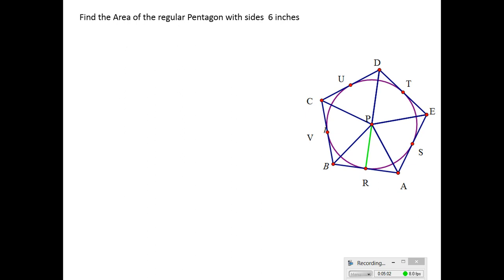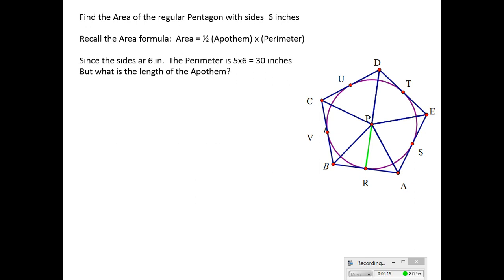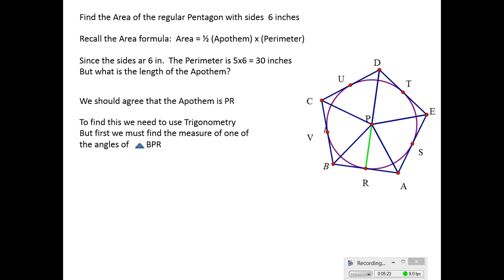So the formula is half the apothem times the perimeter, and of course the perimeter would be 30, but we don't know what the apothem is, that segment PR. But okay, so there's our formula, and there's the information as I just stated. So the apothem is the value in question. We have to find that, and we're going to use trigonometry to find that because we know angle measurements and we know how we can find that apothem, as we're going to outline for you here.